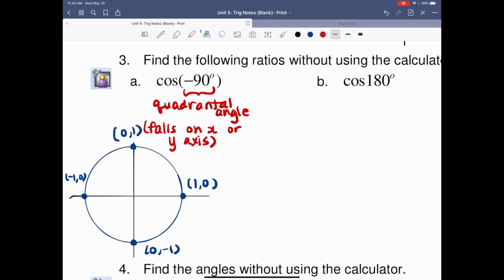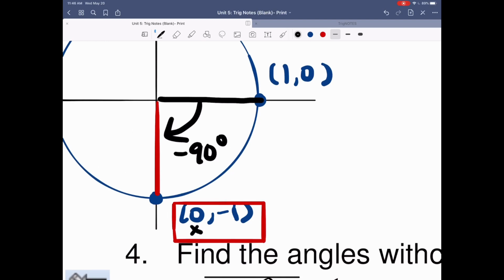At this point, we are dealing with negative 90 degrees, and so from our initial arm, which is over here, we are going to work clockwise to arrive at negative 90 degrees. So we are primarily dealing with this coordinate, and this coordinate has an x value of 0 and a y value of negative 1.